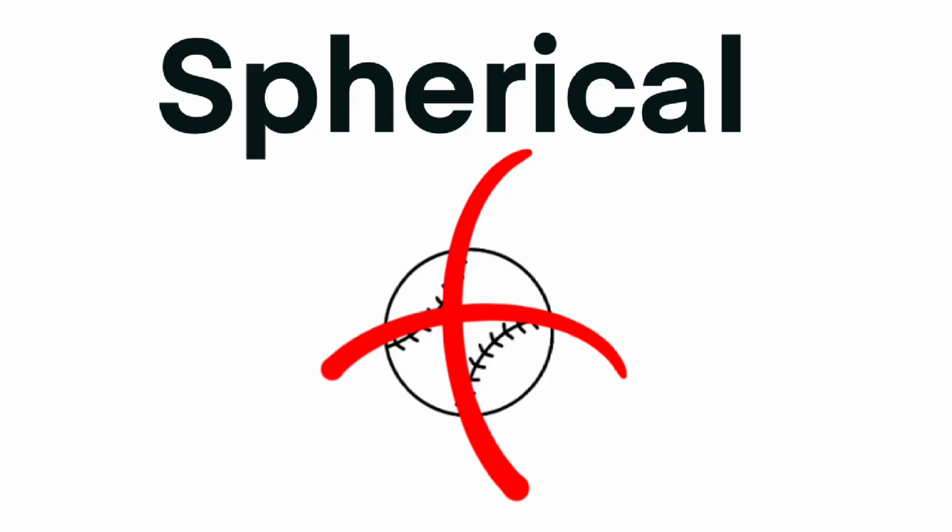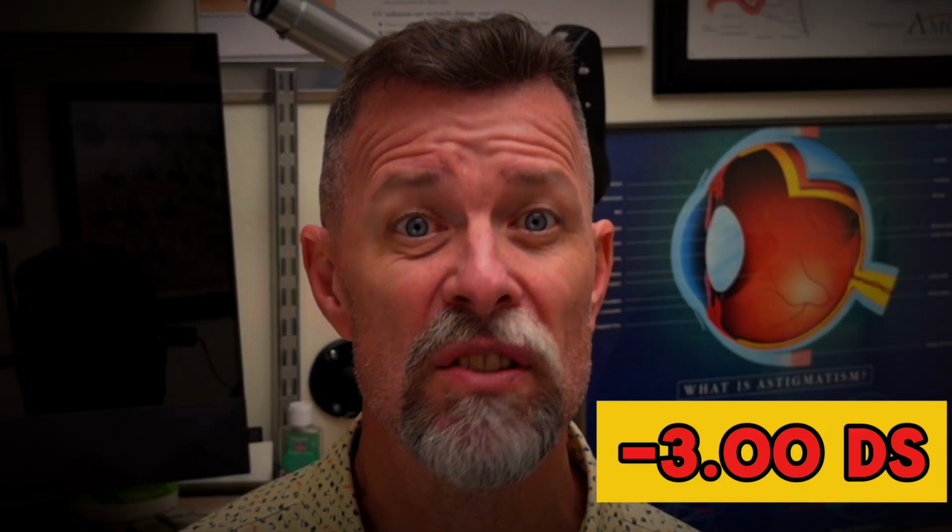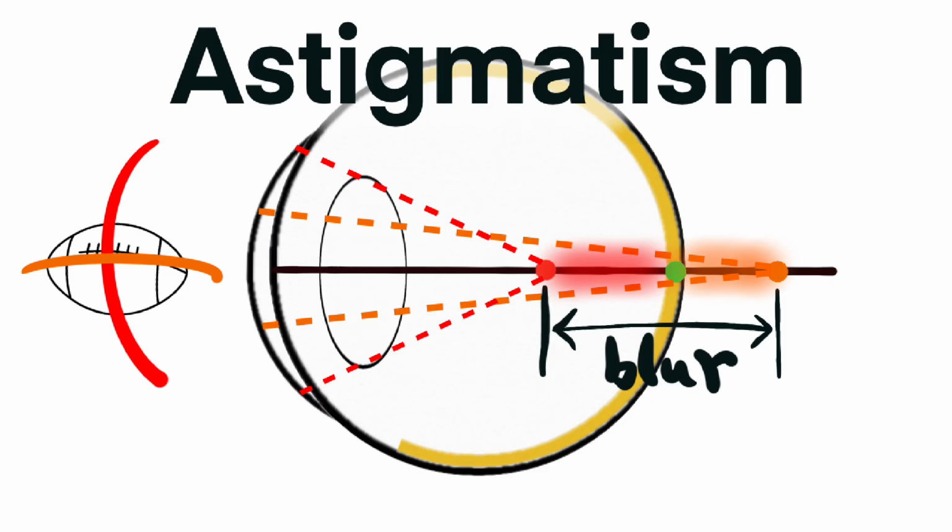All the light ends up in one spot. It has equal curvatures. A baseball is spherically shaped. -3 is an example of a spherical prescription. If an eye is not optically round and has unequal curvatures, that eye is said to have astigmatism.